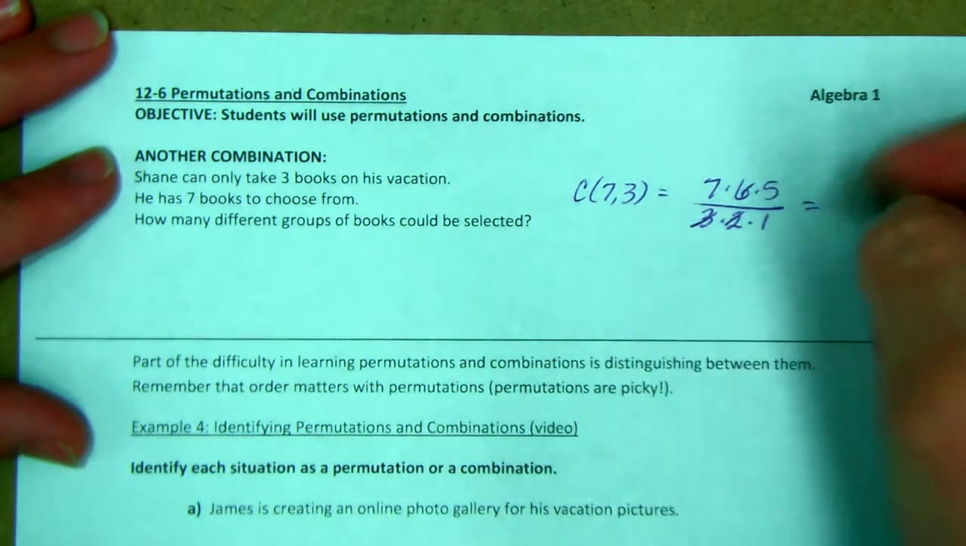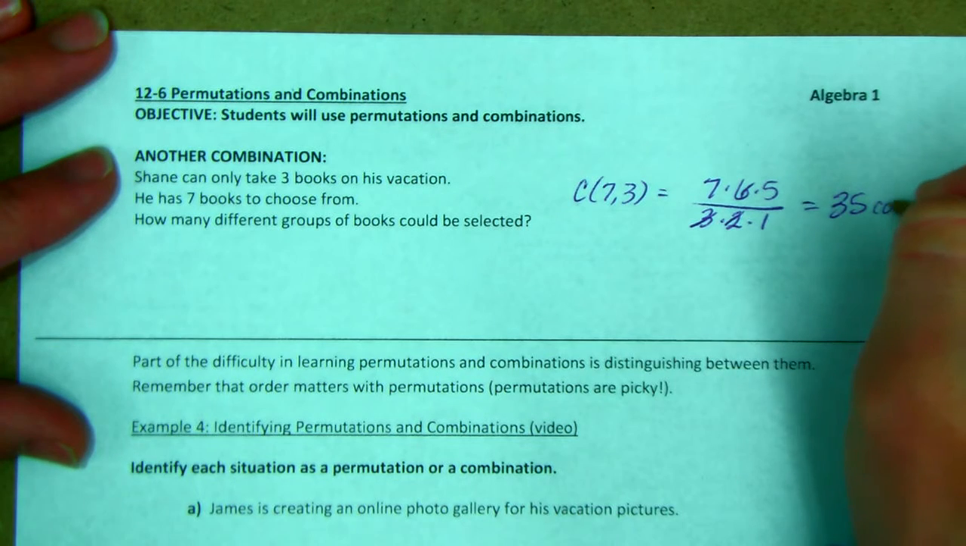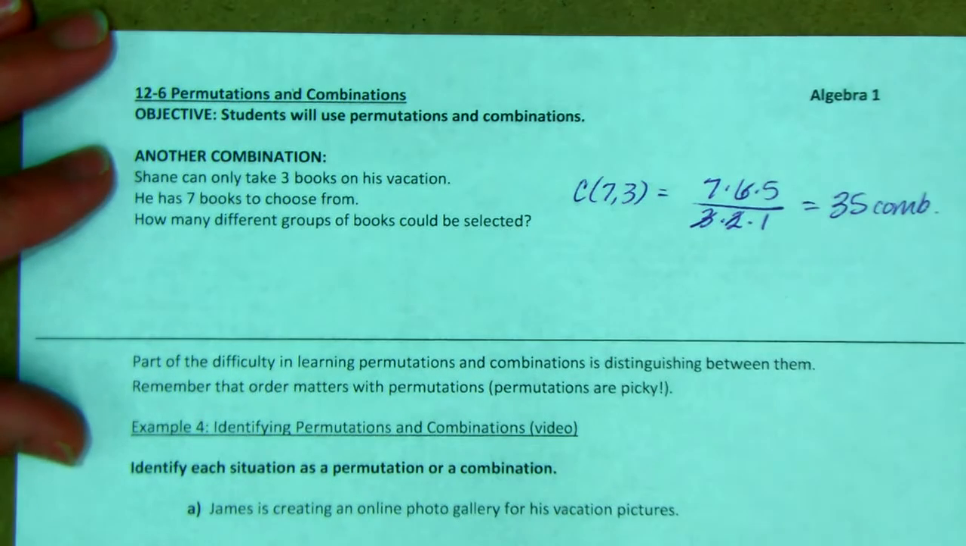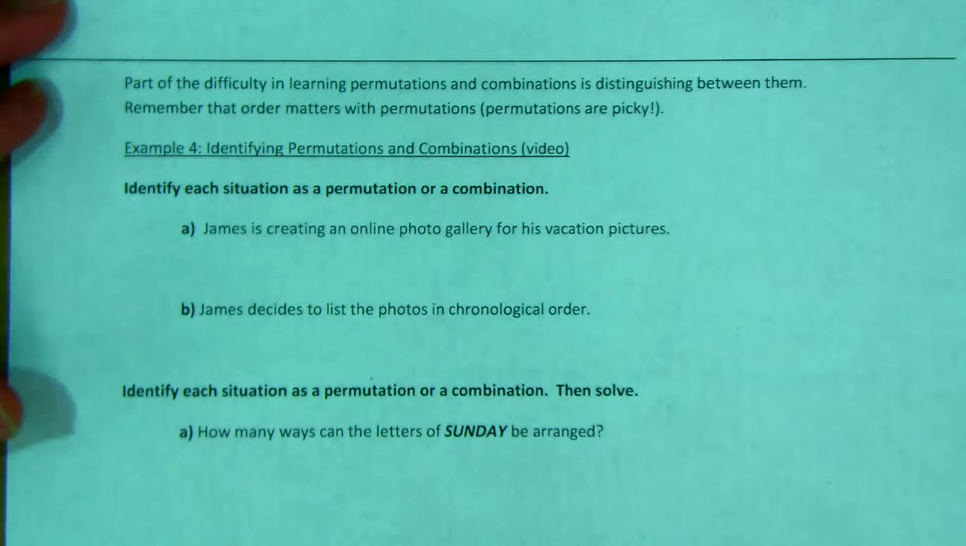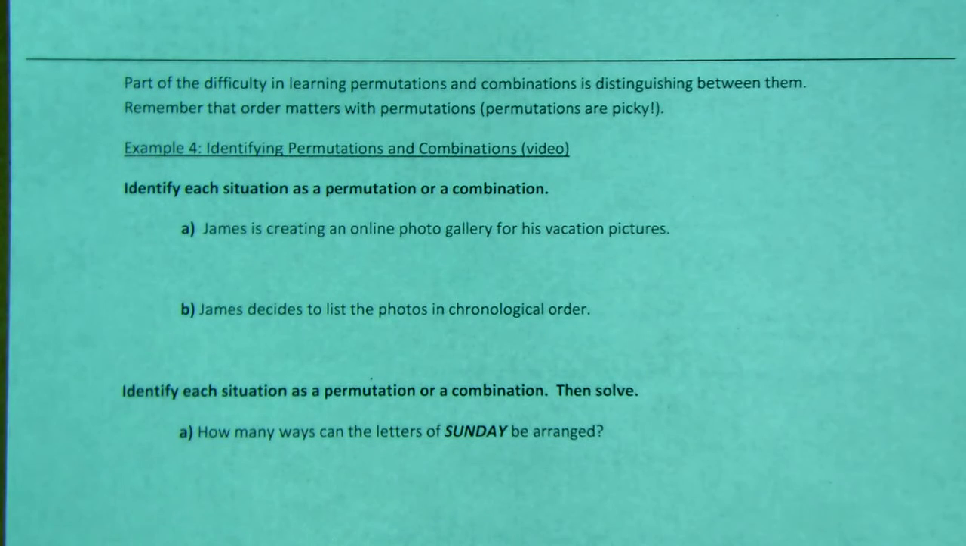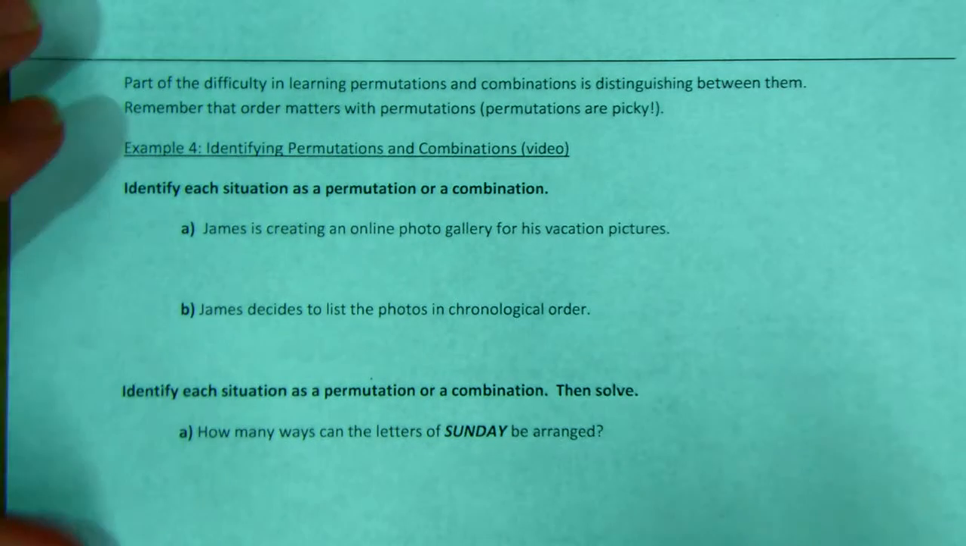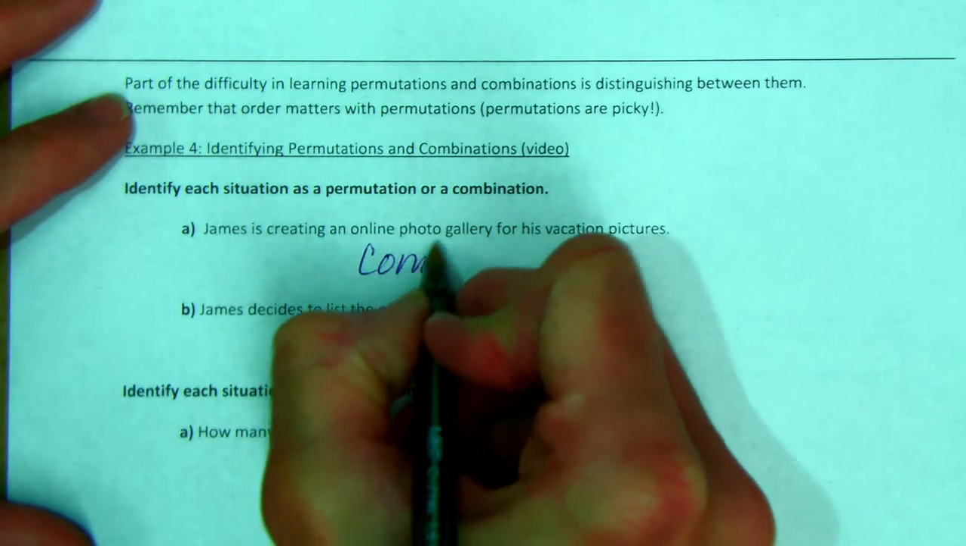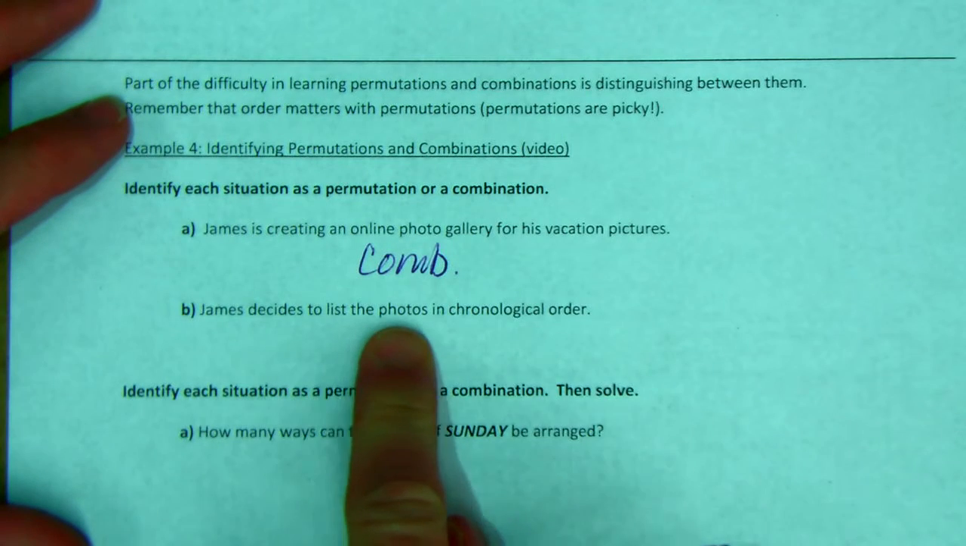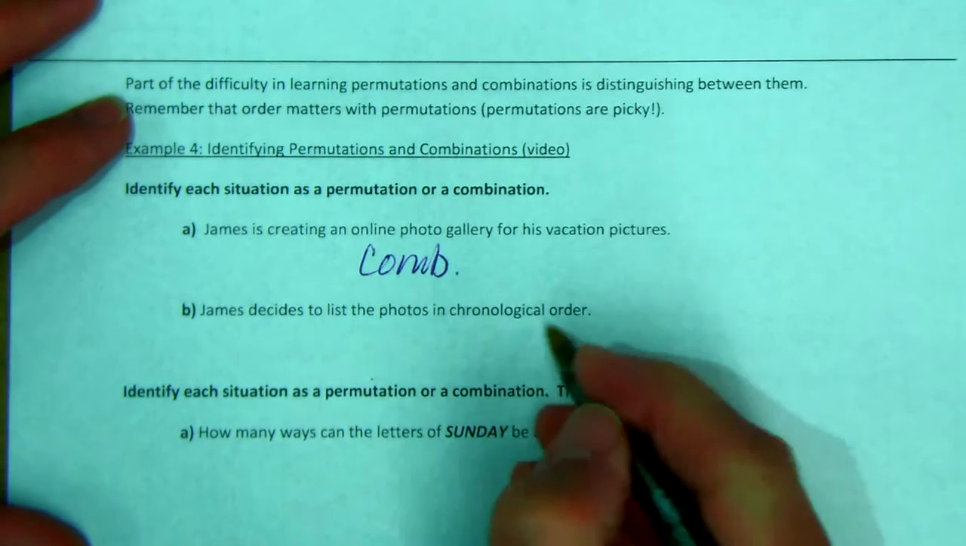Now down here, all they're asking you to do is determine if it's a combination or permutation for these first two. James is creating an online photo gallery for his vacation pictures. Doesn't matter. Does it talk about how they have to be arranged or anything? Or are they just putting them all in one big vacation album? That right there is a combination. James decides to list the photos in chronological order. Right here, permutation. Okay, now the second part here, we're going to identify and then solve.